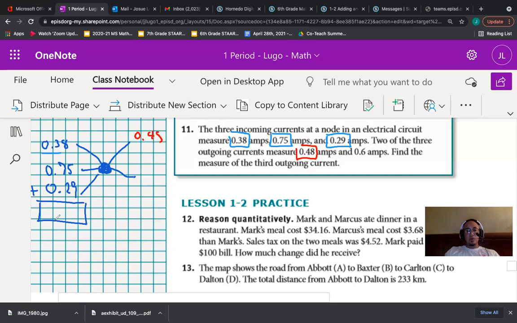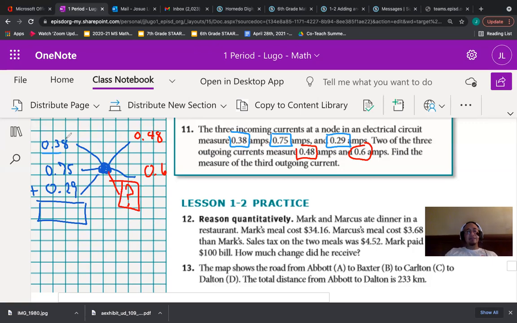So out of the total, which we don't know yet, you're going to add those three. We're going to take away 48 hundredths, which is going to go this way. So subtract. And then we're also going to take away 6/10 amps, 6/10. And after that, there's going to be a certain amount that is left over. Because again, these three coming out must equal what is coming in. So we need to figure out what is missing.